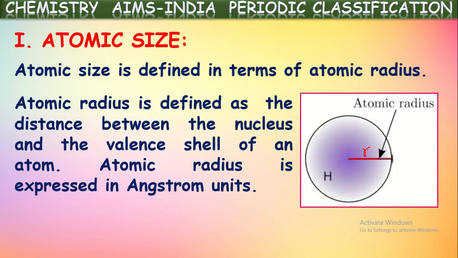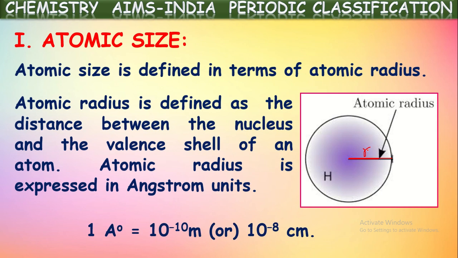In the same way, the remaining elements might have more than one shell. From the outermost shell to the nucleus, the distance calculated is said to be the atomic radius. As this is a distance, it will be measured in different units like meters, centimeters, picometers, nanometers. The most frequently used unit is the angstrom. We know 1 angstrom is equal to 10 to the power of minus 10 meters, or 10 to the power of minus 8 centimeters.